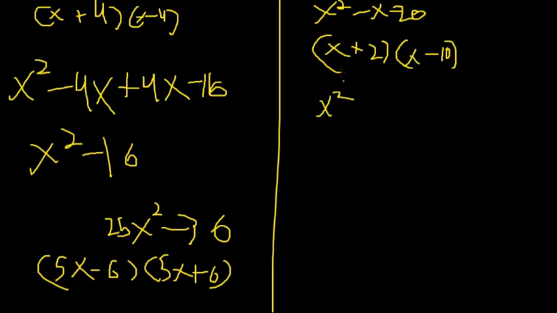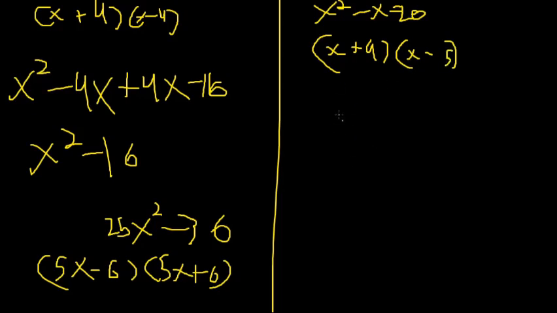So we have x squared minus 10x plus 2x minus 20. So this obviously doesn't work. So let's try a different one. Alright. So obviously we have to go for that plus and minus pattern. So let's try a different one and go to 20. Let's try x plus 4, x minus 5.